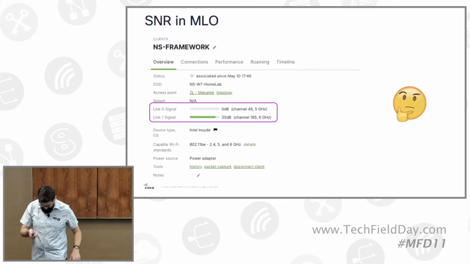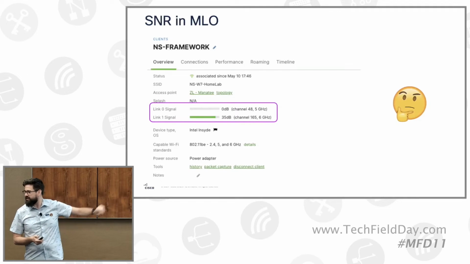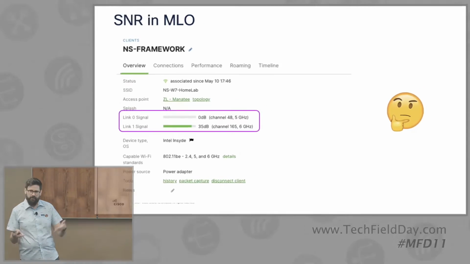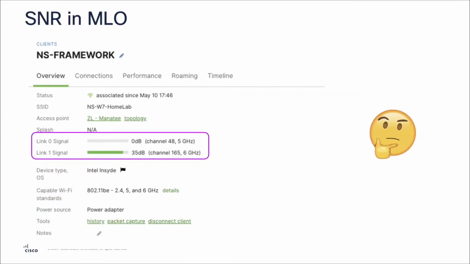So this is what I saw the other day when I was labbing with Wi-Fi 7. And yes, this is the Meraki dashboard, MLO. You have multiple links. And I was like, why is there an SNR value of 0? Not being used. Now, I was like, this is surely a bug. Then I started looking at drivers, and then it dawned on me.